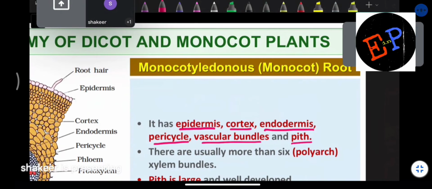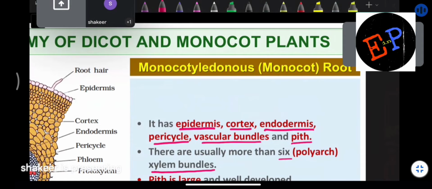Clear now? So there are usually more than 6 xylem bundles. How many xylem bundles are there? Usually 6 bundles. Bundles means what? Packing. Each packing you can call a bundle. Clear now? So 6 xylem bundles are present.